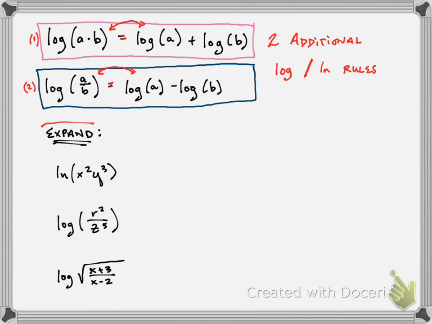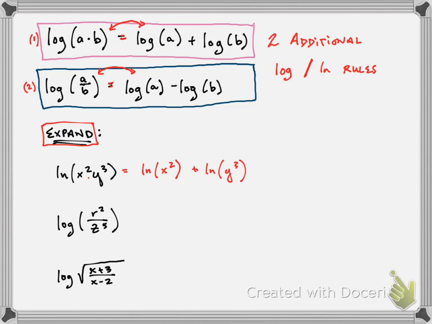In this first example, we are going to expand. So here I have a product, and this works for natural logs as well. I have the natural log of x squared times y cubed. I want to expand this, and so I can rewrite this as the natural log of x squared plus the natural log of y cubed.